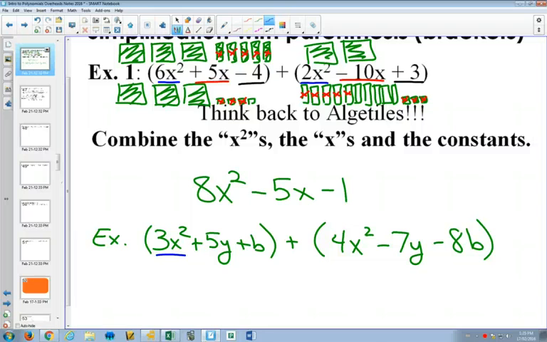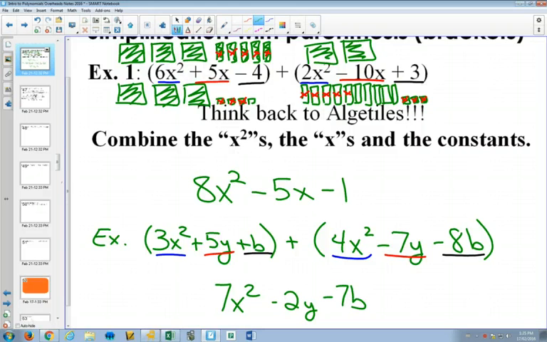Are there any like terms with 3x squared? 4x squared. If you put them together, you would get 7x squareds. Are there any like terms with the 5y? Minus 7y. If you put them together, you would get negative 2y. And finally, we have 1b here and minus 8b's there. If you put them together, you'll get negative 7b's. Negative because you had 1 and you subtracted 8, which would give you negative 7.